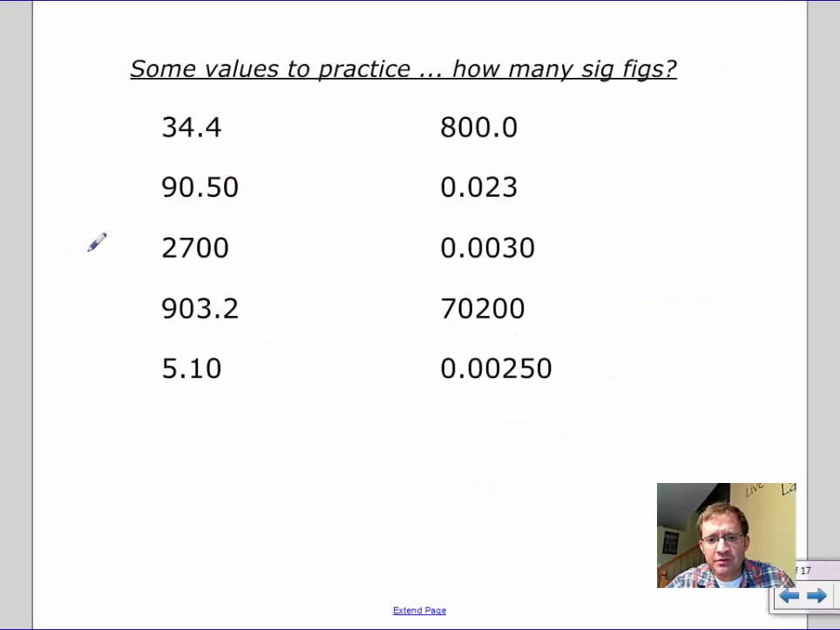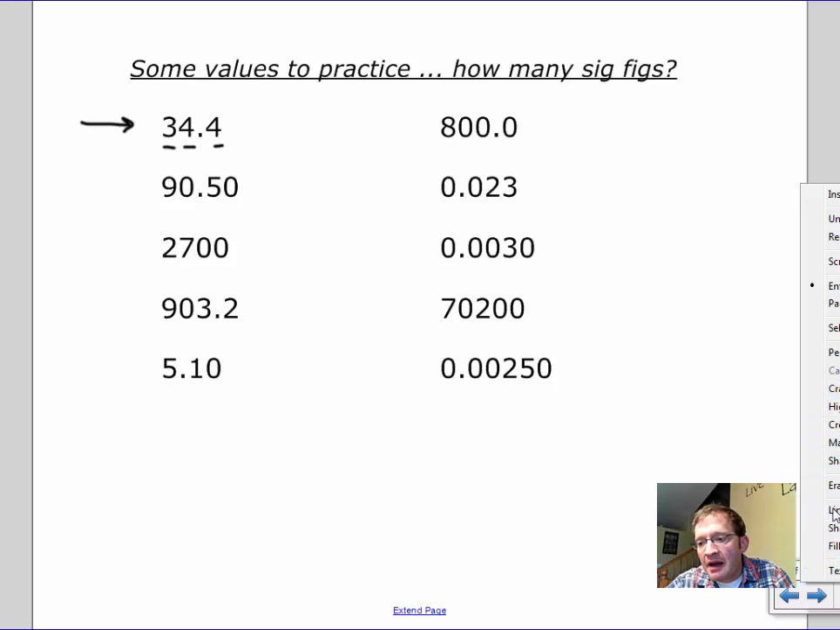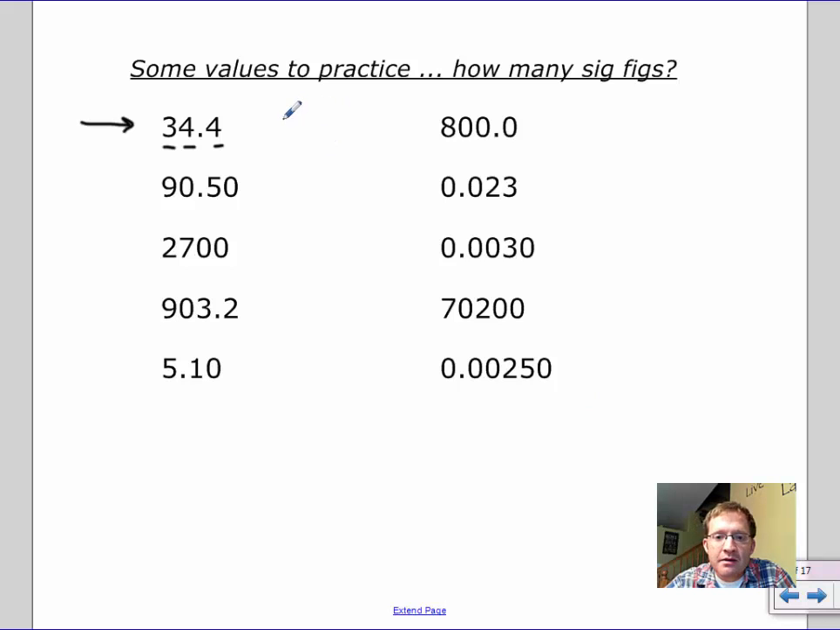Here are a few more examples, just real quick, for you to practice. How many significant figures are in each of these? Okay, on the first one, 34.4, the decimal point is present, so we're going to start counting from left to right. 1, 2, 3 significant figures. I'm going to switch my pen to blue here so I can see a little better. 3 significant figures. Because the decimal point is present, we start from the left. In this example, the decimal point is present again, so we start from the left. 1, 2, 3, 4. Again, starting with the first non-zero, we get 4 significant figures.